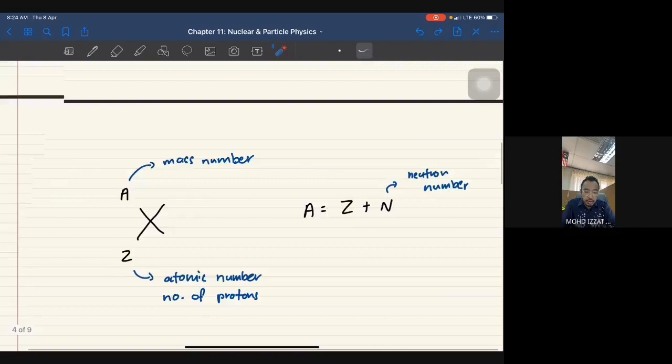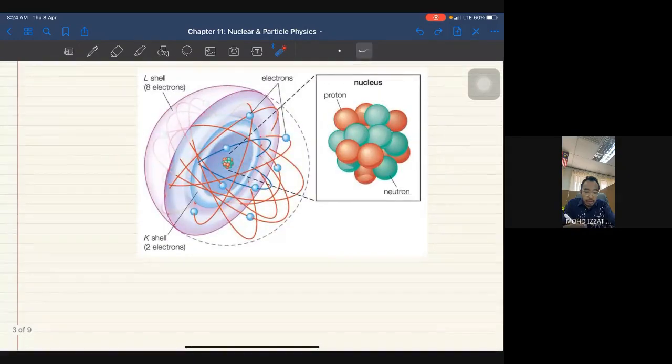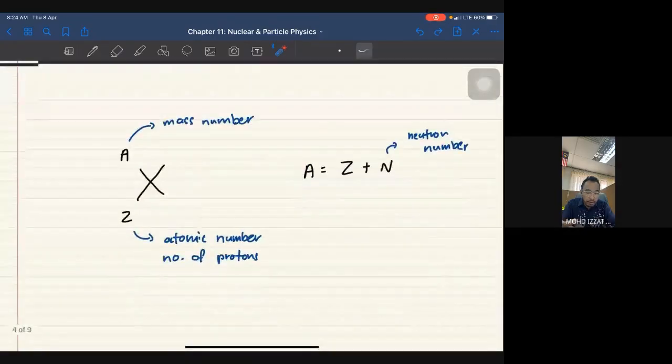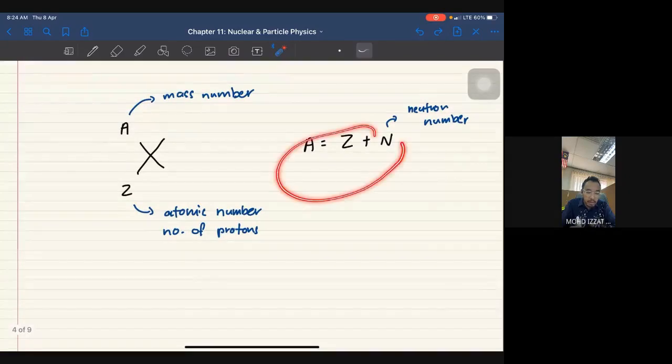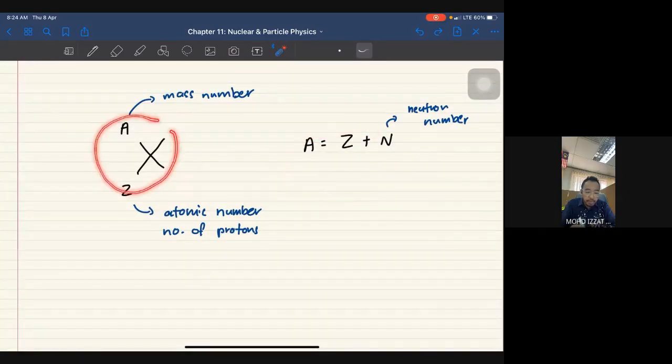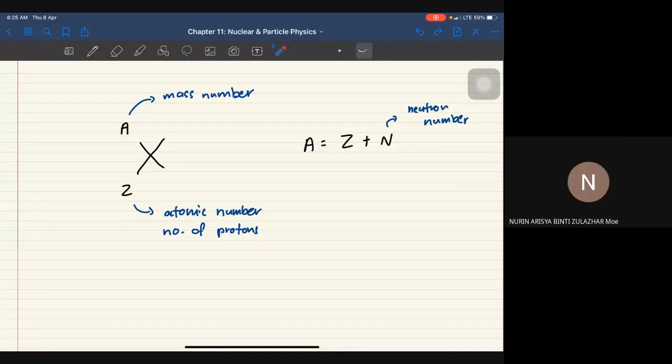So if I go back to this diagram, neutron is the one that is inside the nucleus. Okay, so inside nucleus you have two elements lah, proton and neutron. And how do you want to determine the number of those neutrons? You can use this equation. Because this one is given in the question, so you can subtract the mass number with the number of protons so that you can get the number of N. Okay, so far ada soalan ke tidak? Tak ada sir. Tak ada.